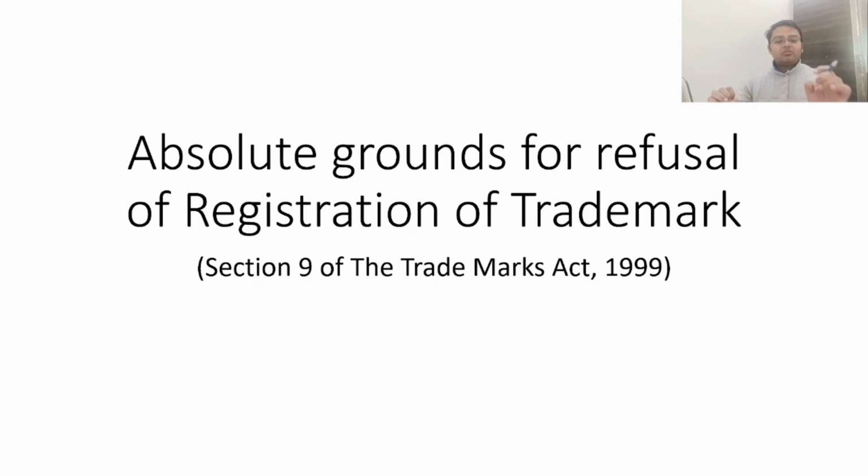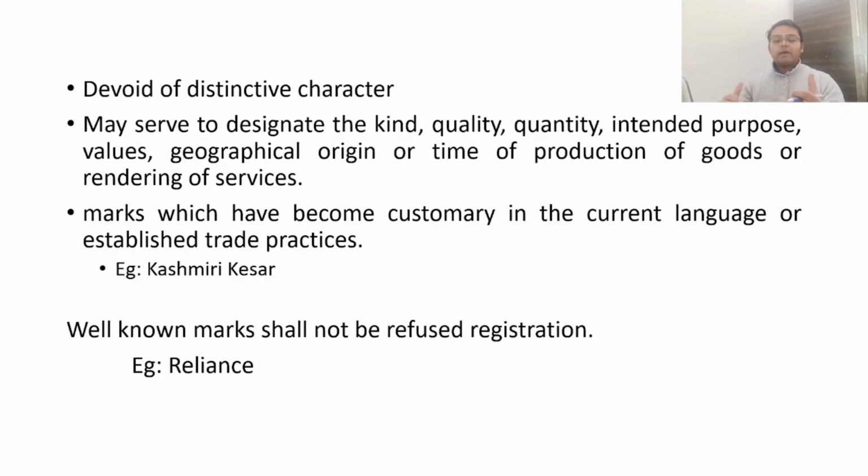So while absolute ground for refusal talks about the intrinsic value of the mark, on which it loses its value as a trademark, on the other hand, relative grounds are the grounds which talk about the conflicting rights basically. So if you have an earlier granted trademark, related to that you cannot have another trademark which is being registered. So now coming to the absolute grounds for refusal, which are there in section 9.